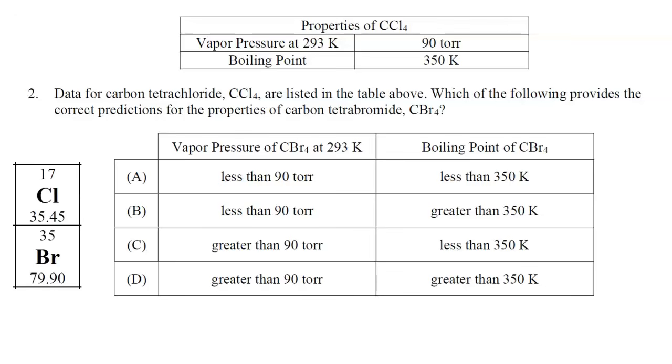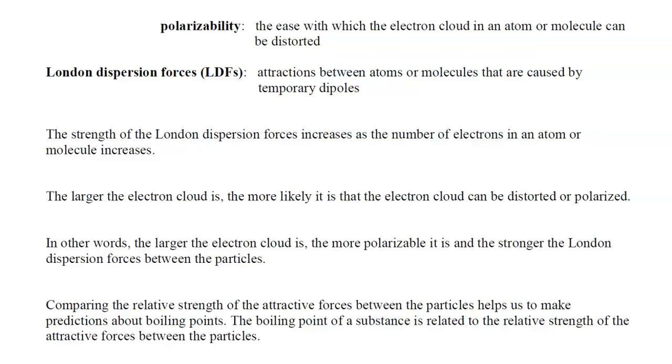And with respect to London dispersion forces, it's going to come down to the size of the electron cloud when we compare CCl4 and CBr4. So a chlorine atom has a total of 17 electrons, whereas a bromine atom has a total of 35 electrons. So on this next slide, this is information that I had presented in an earlier video for topic 3.1. Again, I'm focusing on London dispersion forces for these two nonpolar molecules.